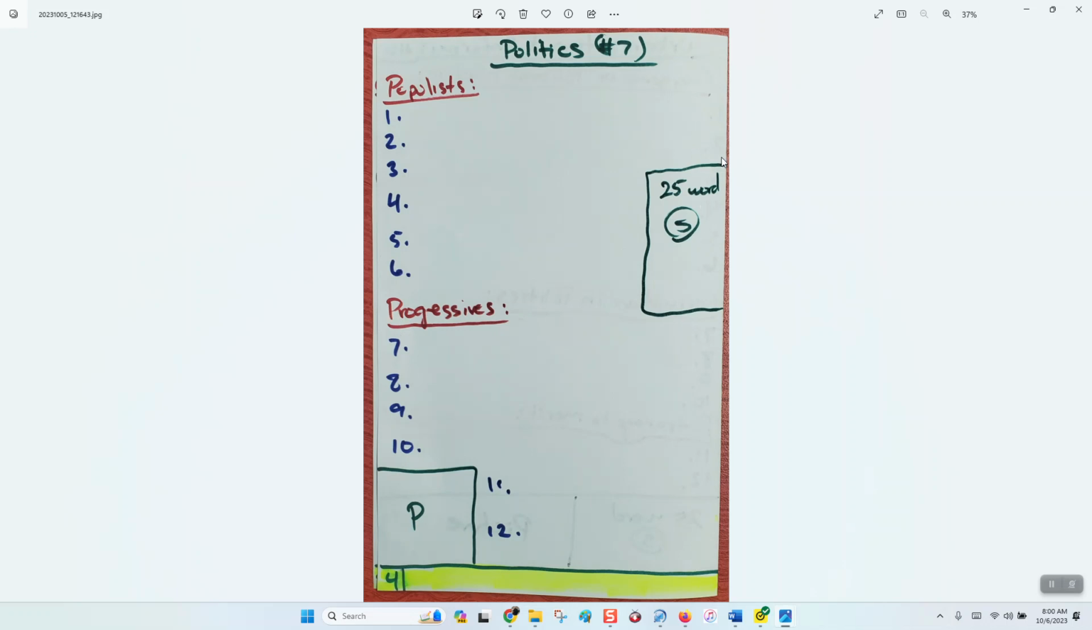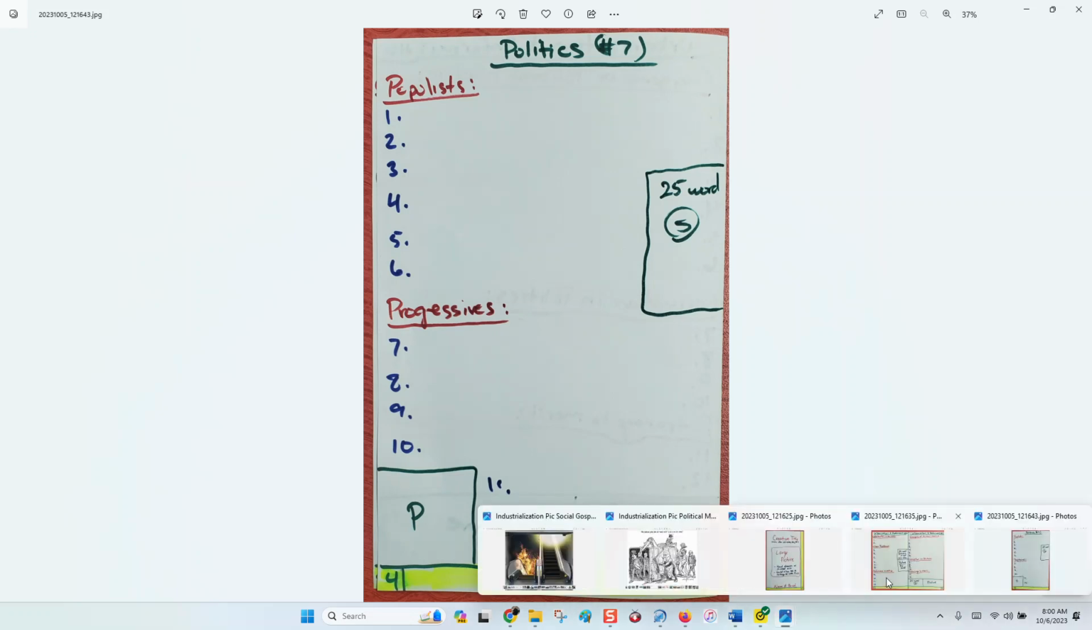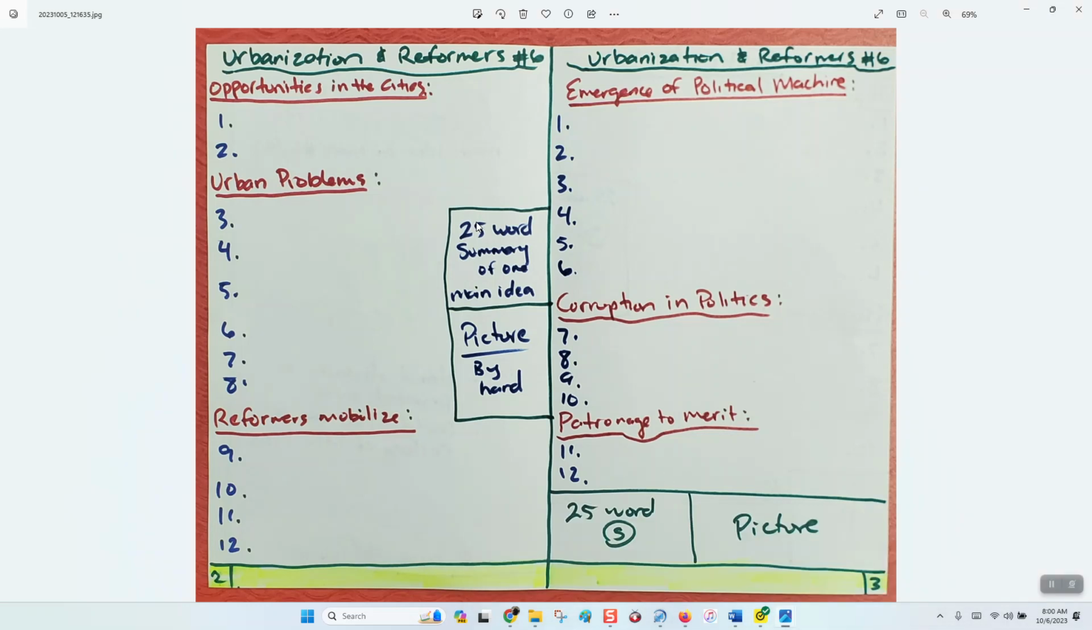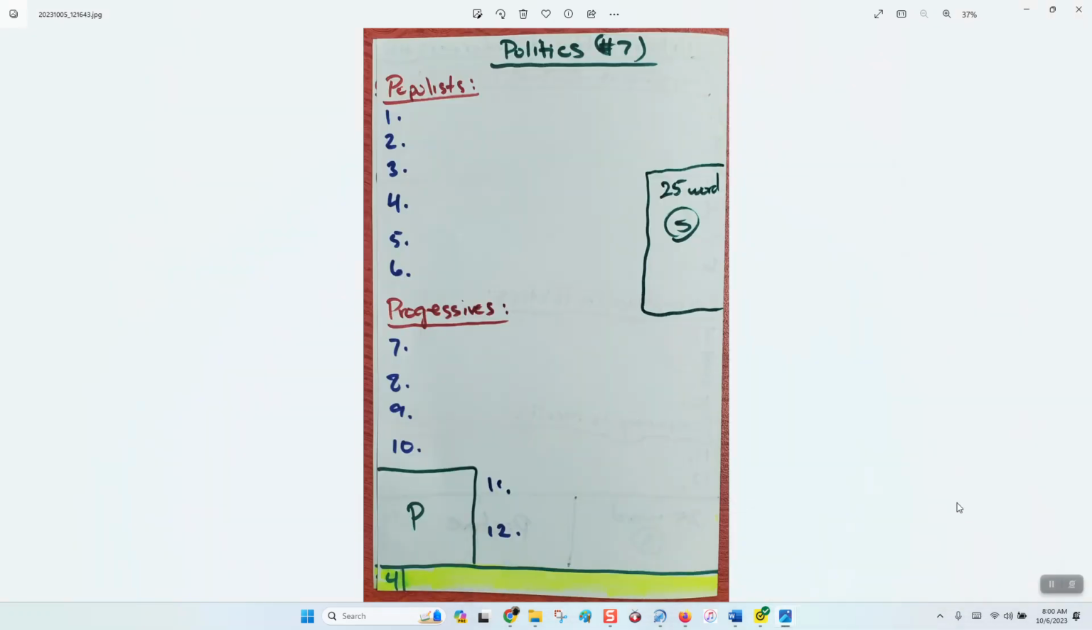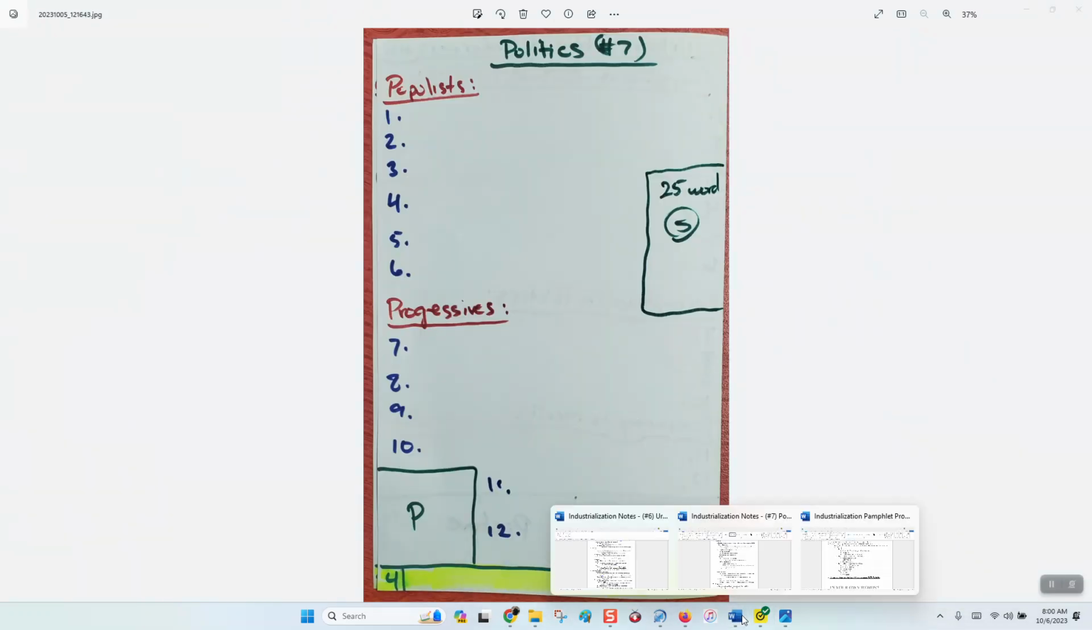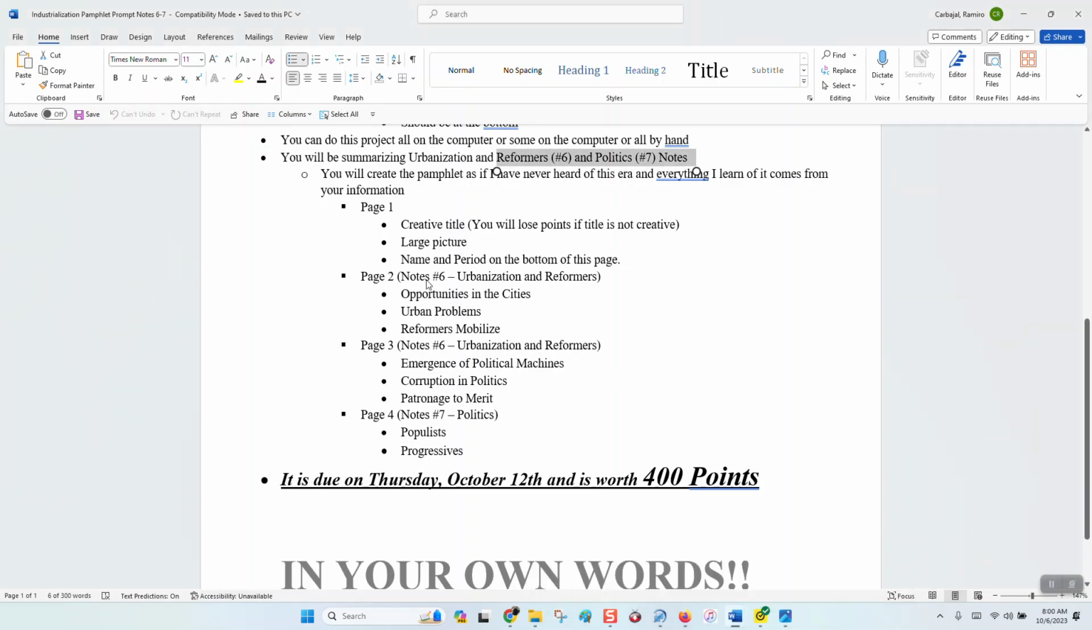But here, I put the 25-word summary box over here, and here I put the picture box over here. So the picture and the 25-word summary have to go on every one, but they could be in different places, like this, or like this. All right? So once again, the instructions at the bottom tell you what notes and what sections you're going to cover for each page. So page 2, note 6, these 3 sections. Page 3, note 6, these 3 sections. Page 4, note 7, these 2 sections.